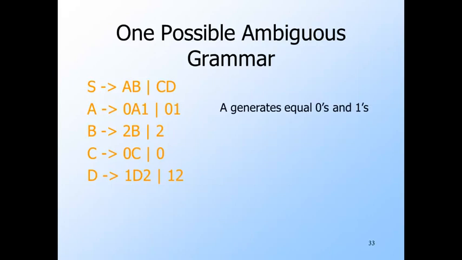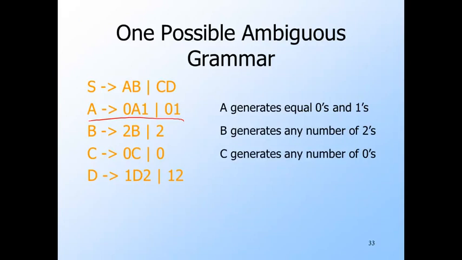It should be easy and familiar to observe that A will generate all strings with one or more zeros followed by exactly the same number of ones. We've seen essentially this pair of productions here as a complete grammar before. And it should also be obvious that B generates any string of one or more 2's and nothing else. Likewise, C generates the strings of one or more zeros, and D generates one or more 1's followed by exactly the same number of 2's.